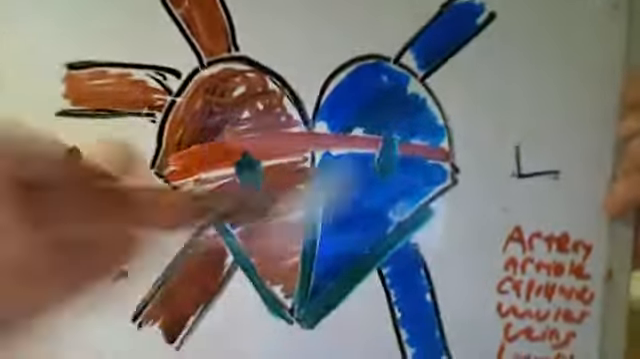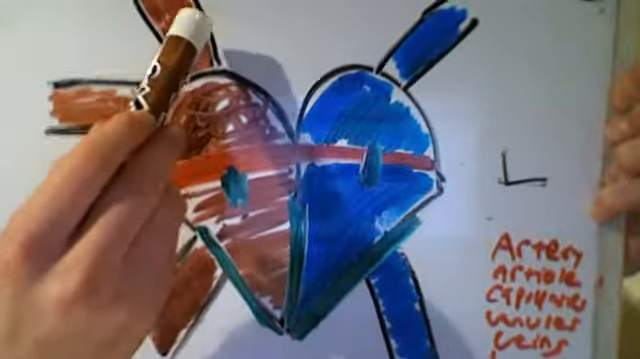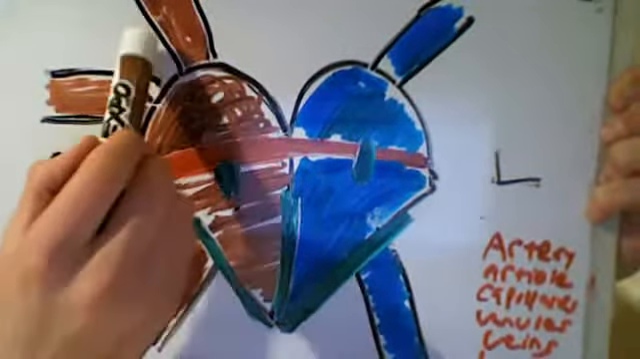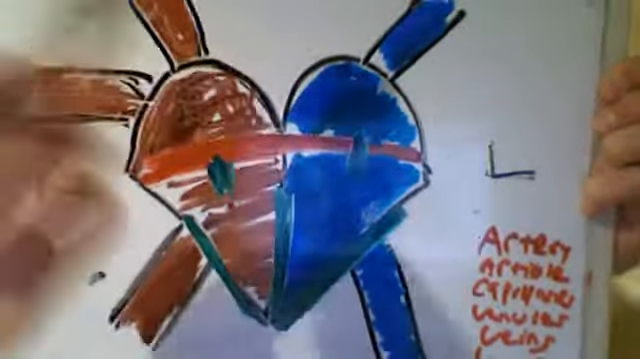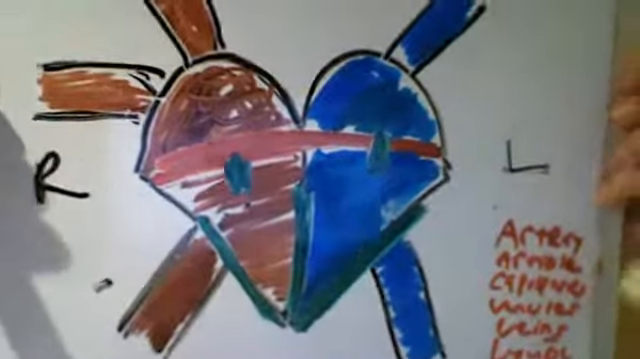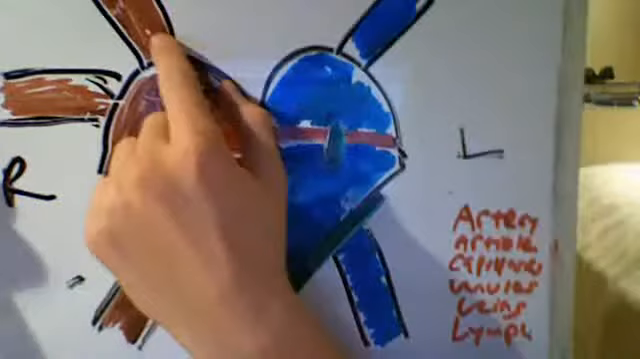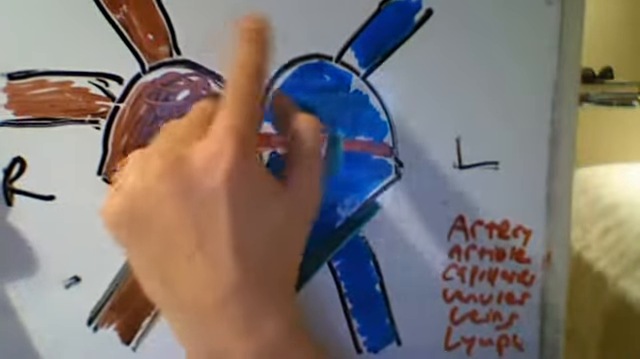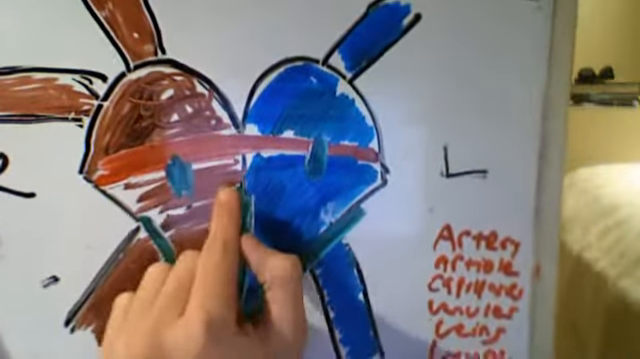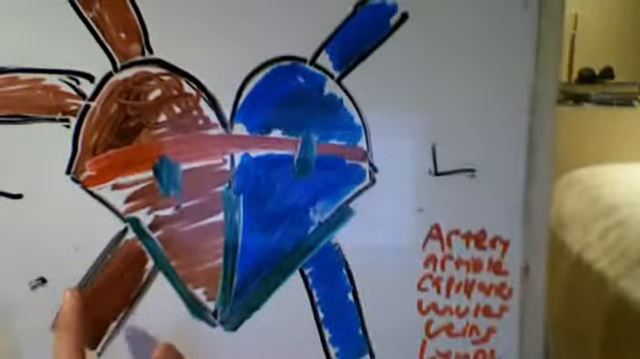So one more time. The body brings deoxygenated blood through the anterior and posterior vena cava. It then enters the right atrium, then the right ventricle, which goes through the pulmonary artery to go to the lungs.